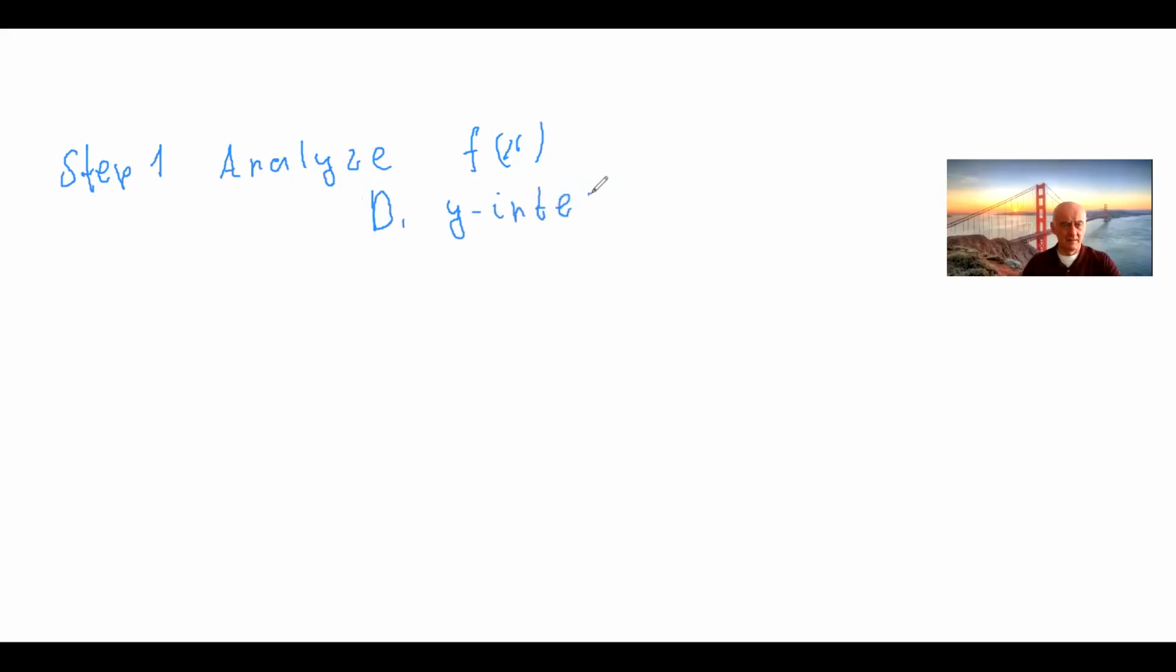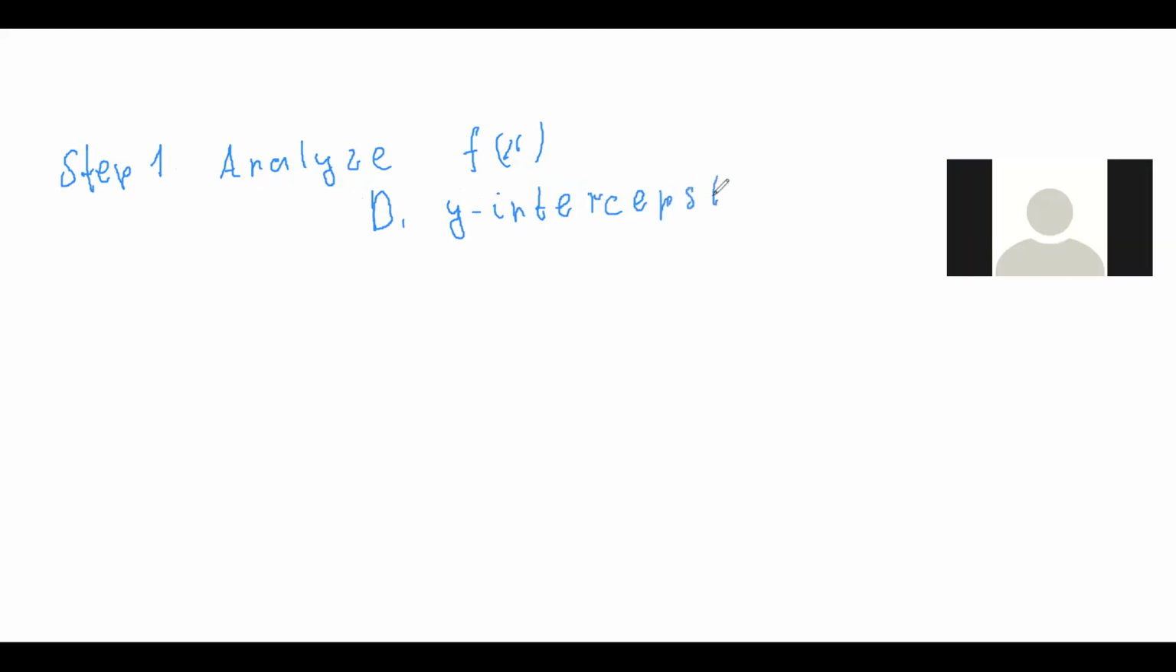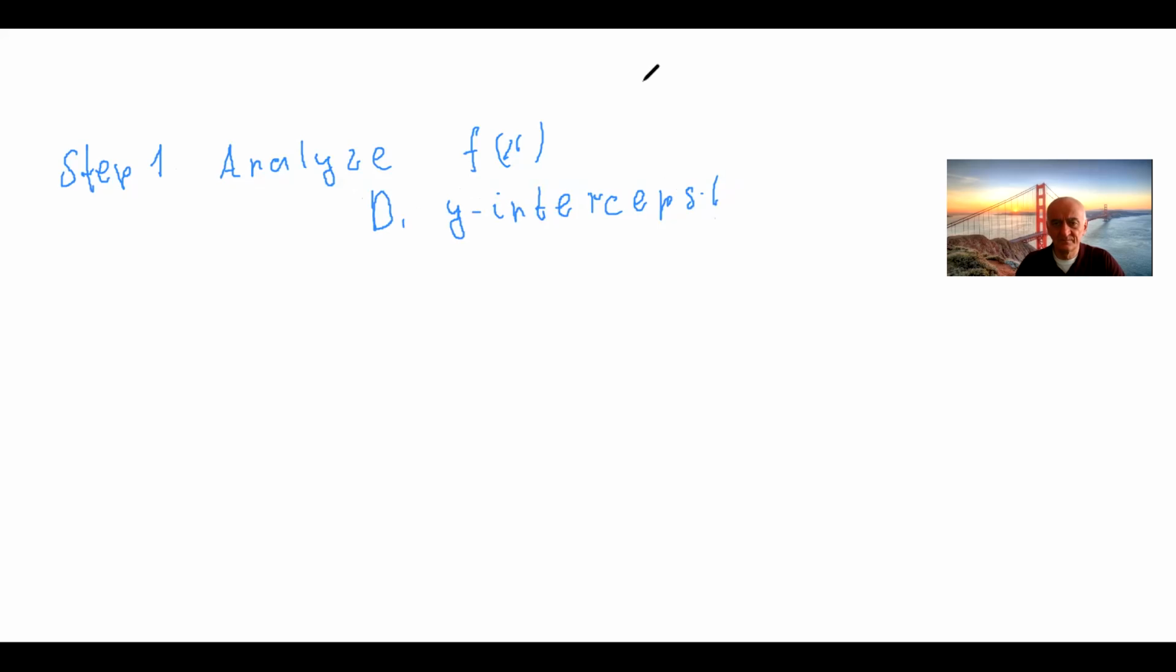Y-intercept. So we know how to find domain. To find y-intercepts, also we know we need to find f of zero. Now, step two. I recommend to write it down. Then next step is to analyze f prime x. Analyze f prime x, it means first of all to find it and then determine increasing and decreasing intervals.